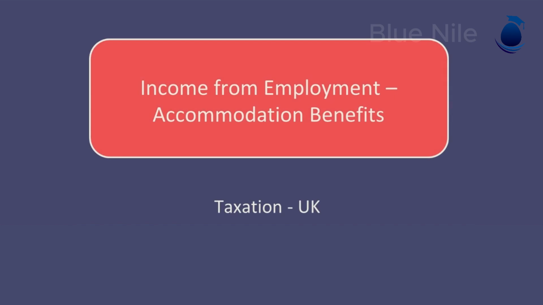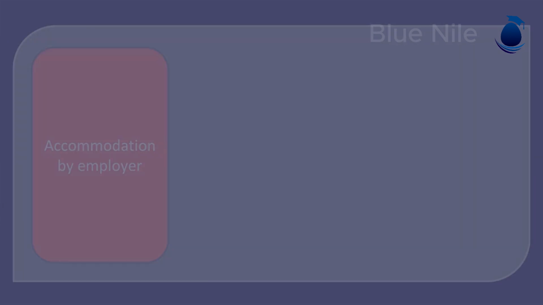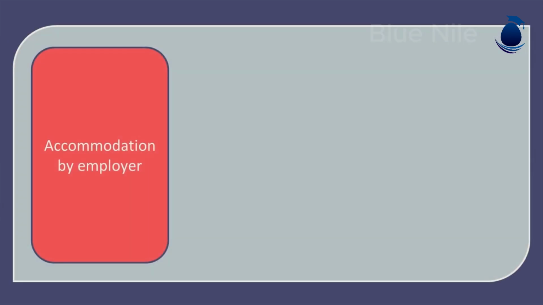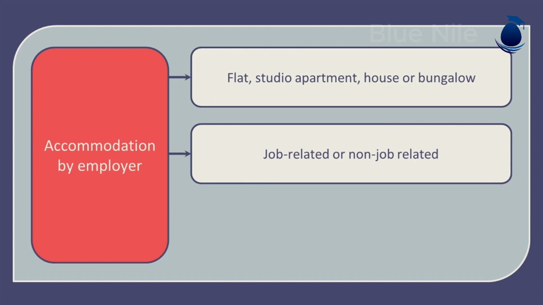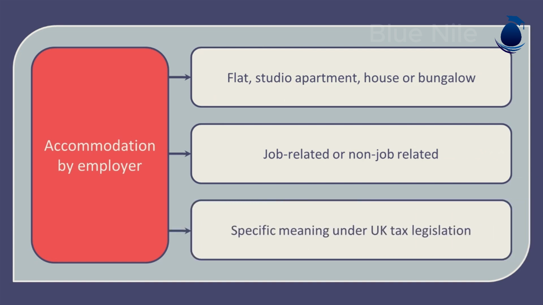Welcome to this video on income from employment, accommodation benefits. One of the larger computations to learn is how to deal with the situation where an employer provides the employee with accommodation of some type to live in, whether that be a flat, studio apartment, house, or a bungalow. There are many stages for us to look at, but first let's consider the idea of whether the accommodation is job-related or non-job related. These terms are not used in their everyday sense, but instead have a specific meaning for this part of UK tax legislation.